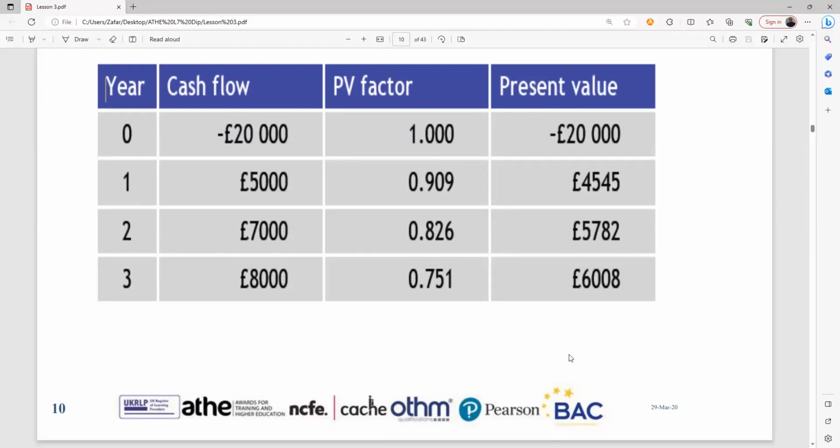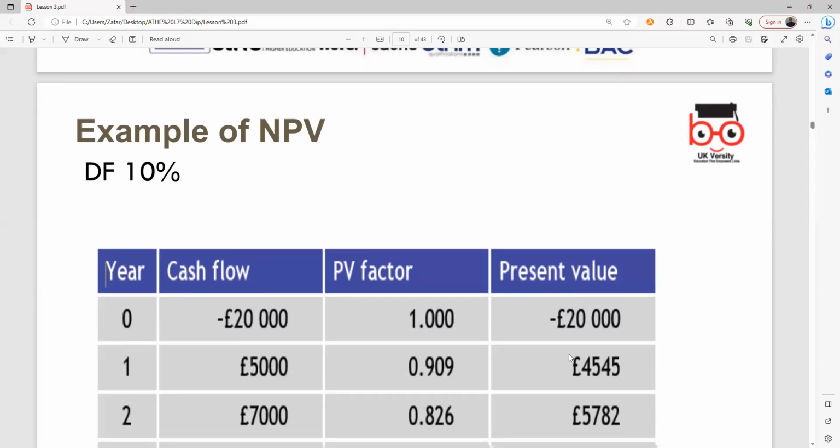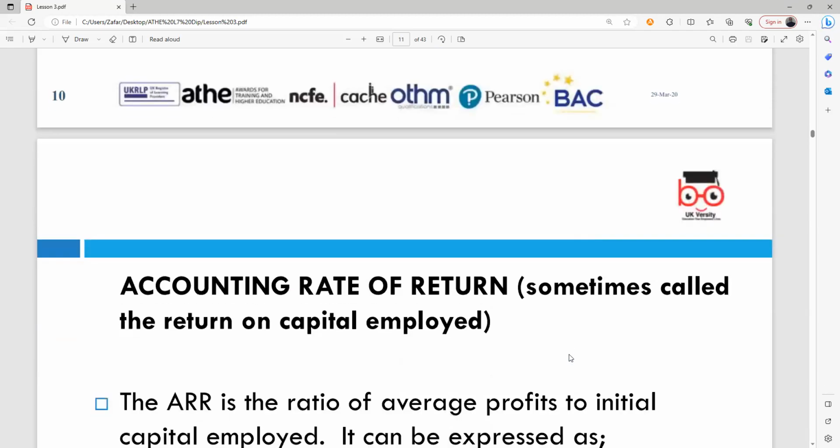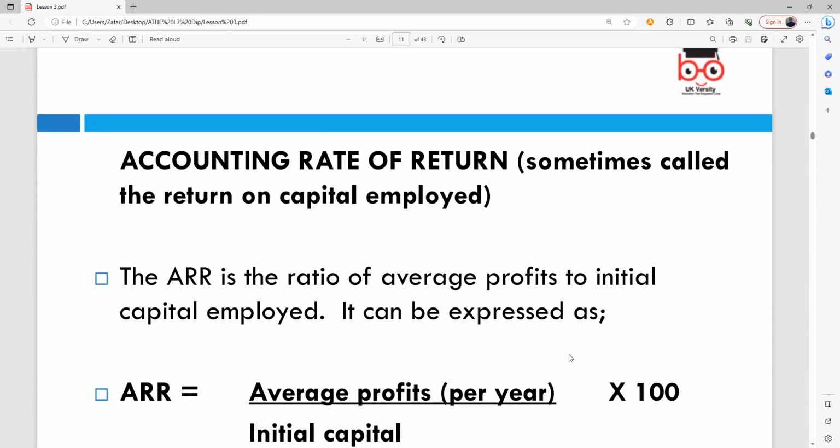So the net present value takes the future cash value into account and accounts for today's value, in terms of today. This is very important when we are taking the investment decision. Another technique is the accounting rate of return. We can use the accounting rate of return when we are investing.